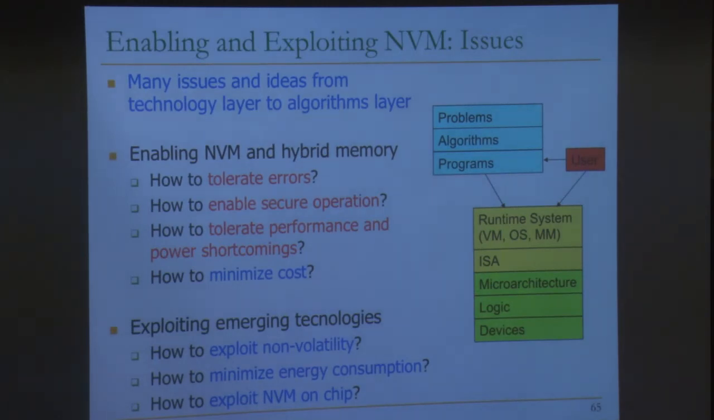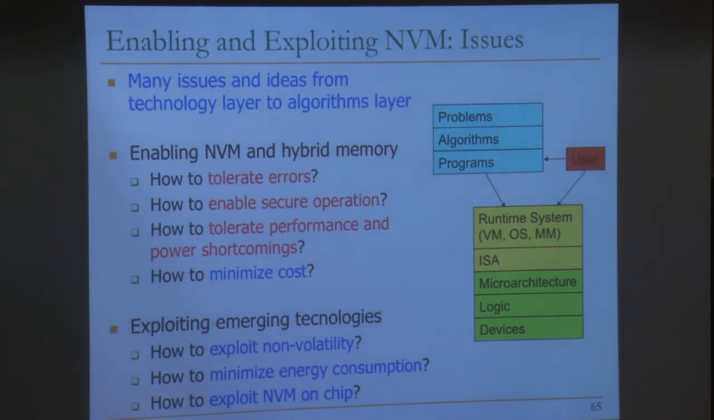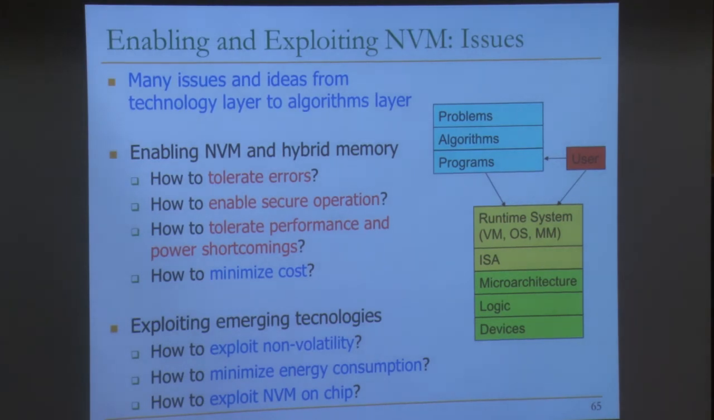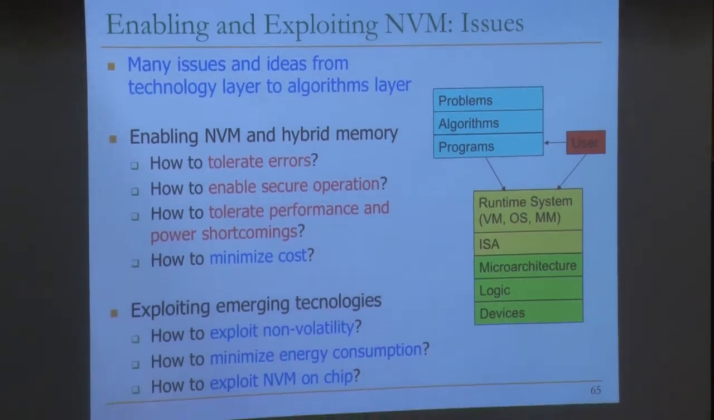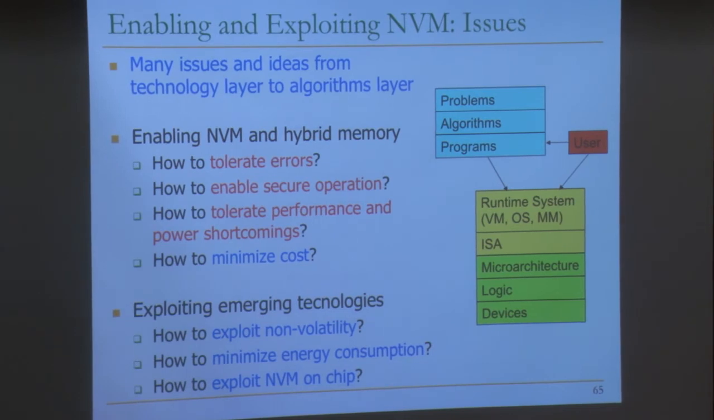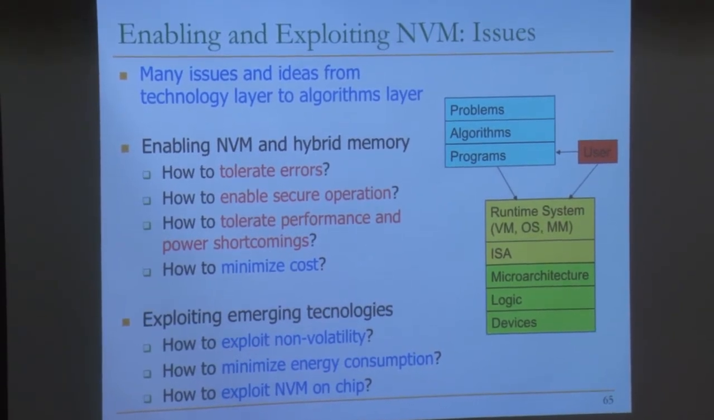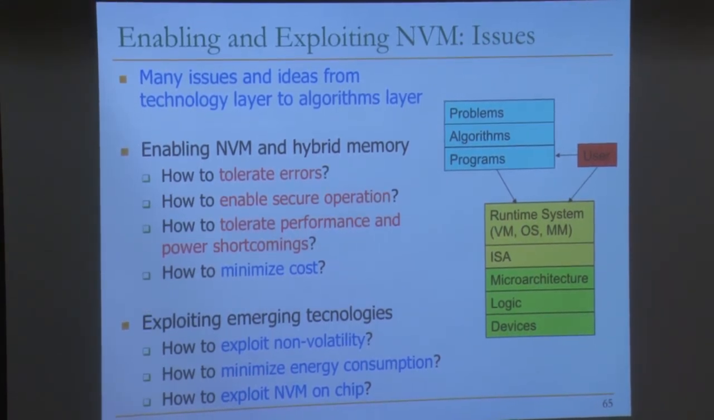OK, let's tie it all back together with one main slide. Remember at the beginning of the course, in the first lecture, we talked about these different levels of abstraction, these different ways that we can view the different portions of a system. We start with a problem, we translate it into algorithms, we write some programs, we have a runtime system, all of these things. And there are a lot of different issues and ideas pertaining to non-volatile memory that cross a bunch of these different layers.